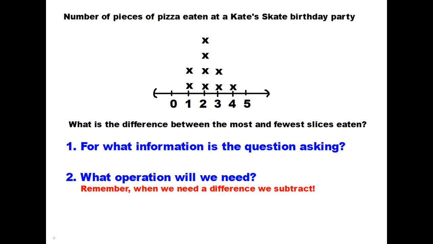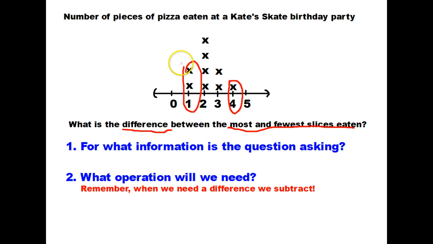Now remember, anytime we look at a problem, we're going to ask ourselves, for what information is the question asking? And on line plots, you got to be a little bit careful because the question is, are they asking for a difference between amounts? Are they asking for the difference between most popular and least popular choices? In this case, it looks like we're looking for a difference, which is important, between the most and fewest slices eaten. Okay, so who ate the most slices? Well, this kid ate 4 pieces. And what was the fewest number of slices eaten?